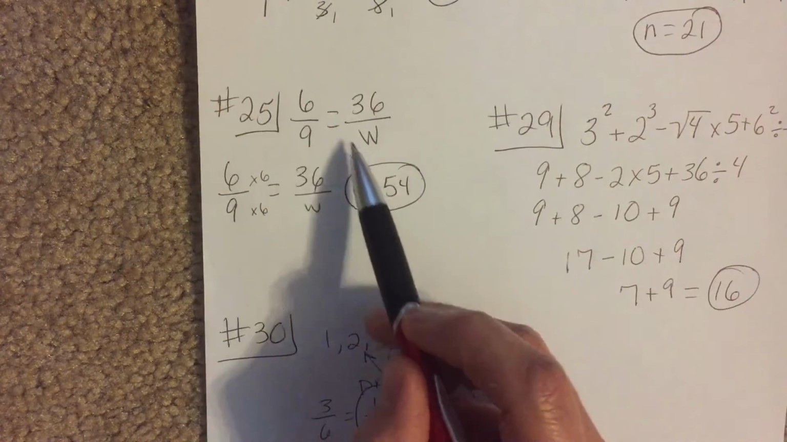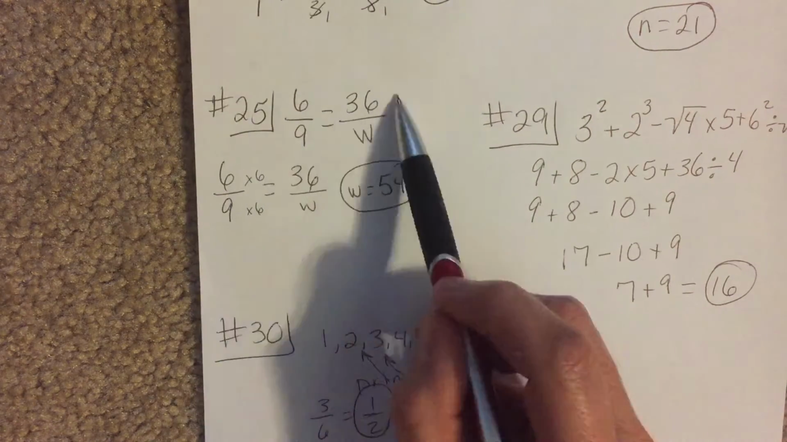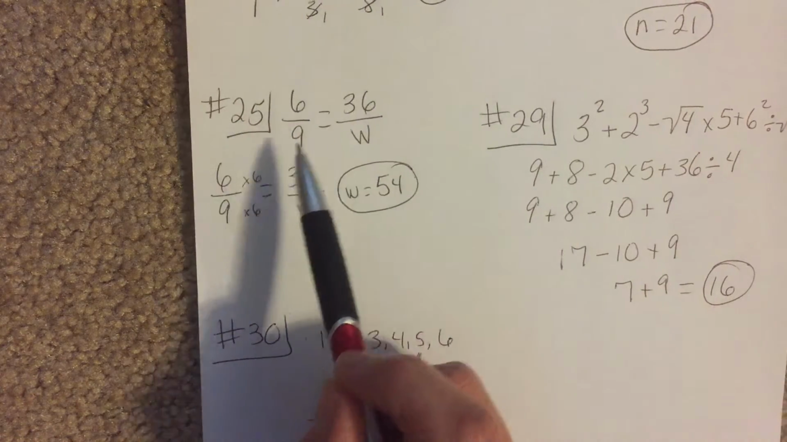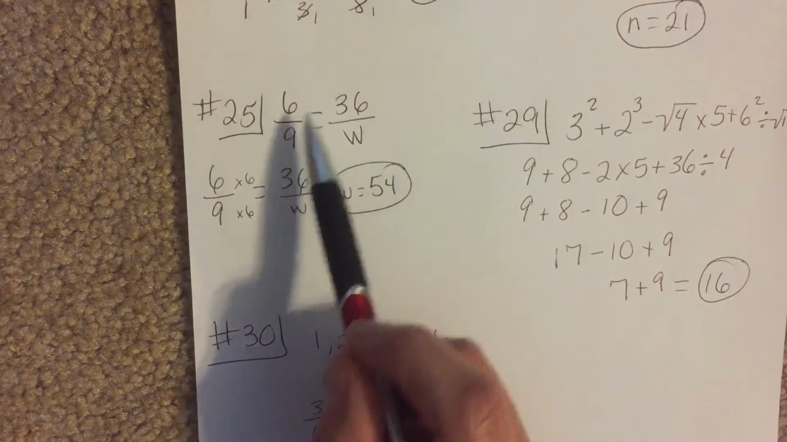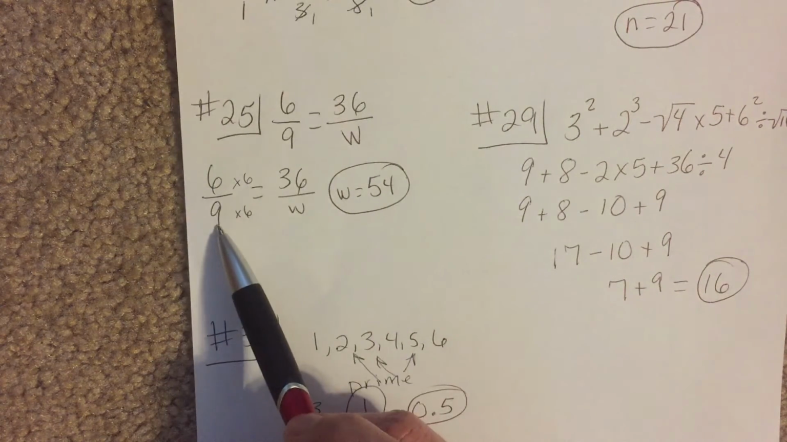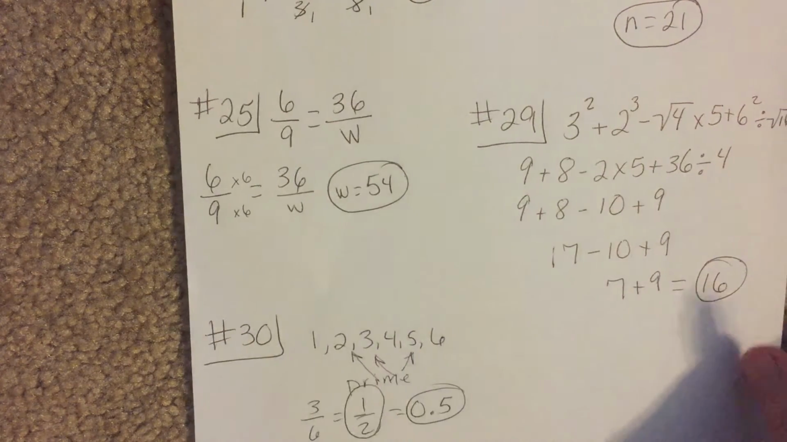25. We've got a proportion with a missing number. So I could do cross products and find out what W is. But on this one, I saw that to get from 6 to 36, I can multiply by 6. So I went that way. I said 6 times 6 makes 36, so I'm going to do the same thing on bottom. 9 times 6, W has to be 54.